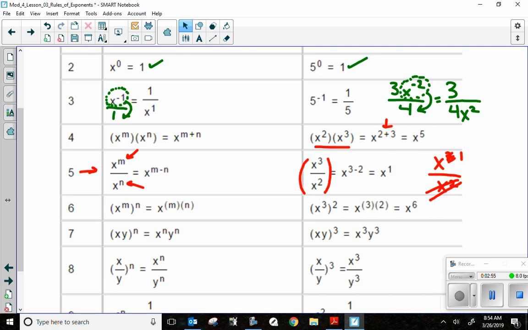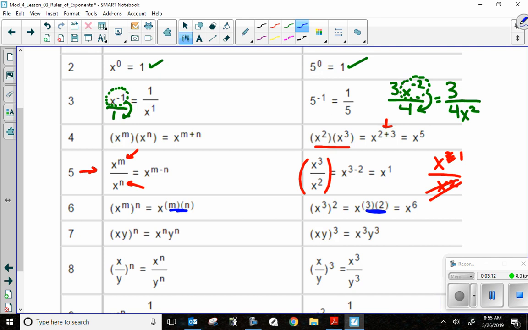All right, number 6. If I have an exponent that is raised to another exponent, I multiply them. Meaning, if I have x cubed and that whole thing is squared, I just multiply the exponents and I get x to the 6th. All right.